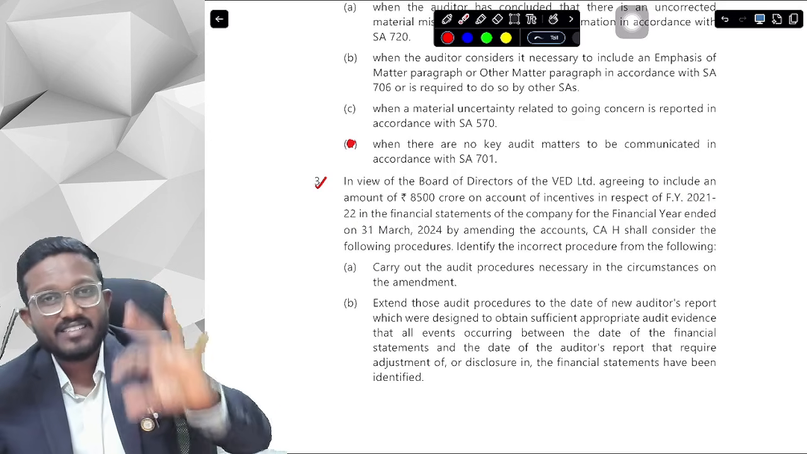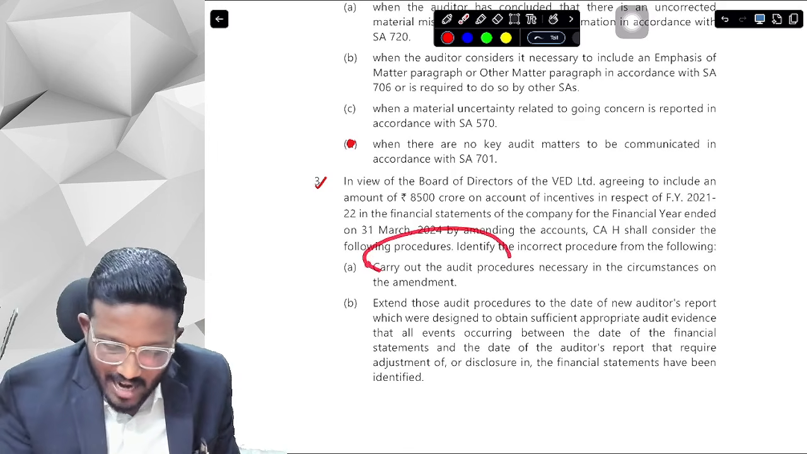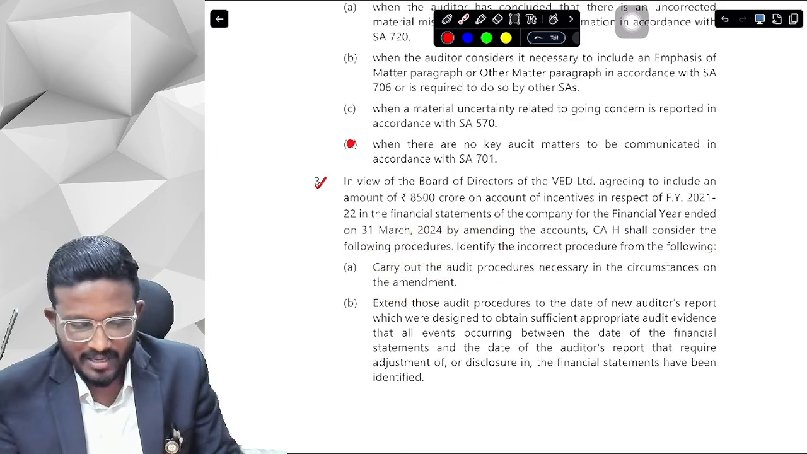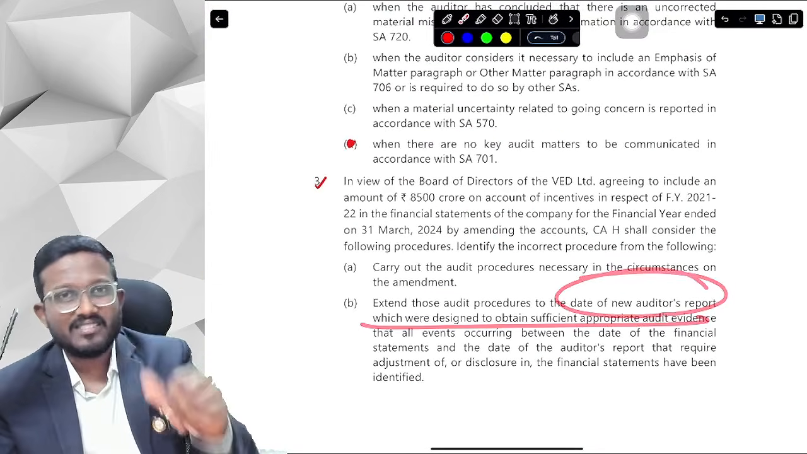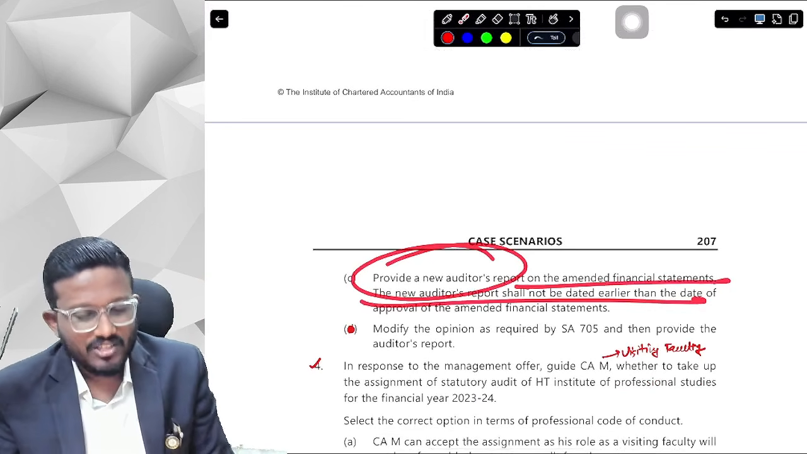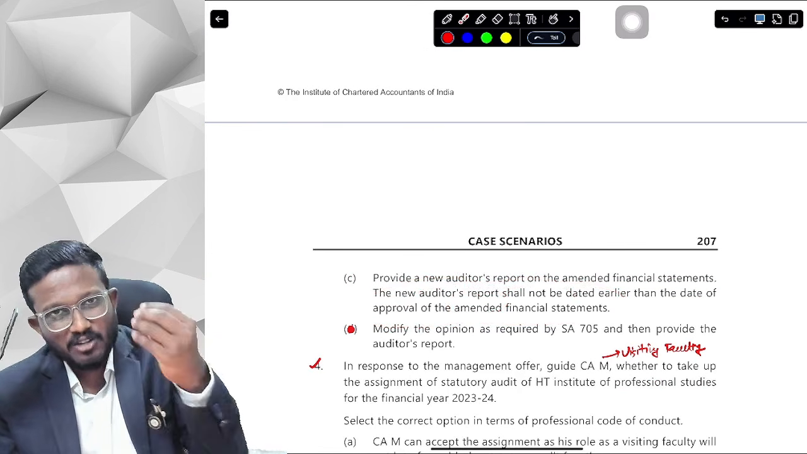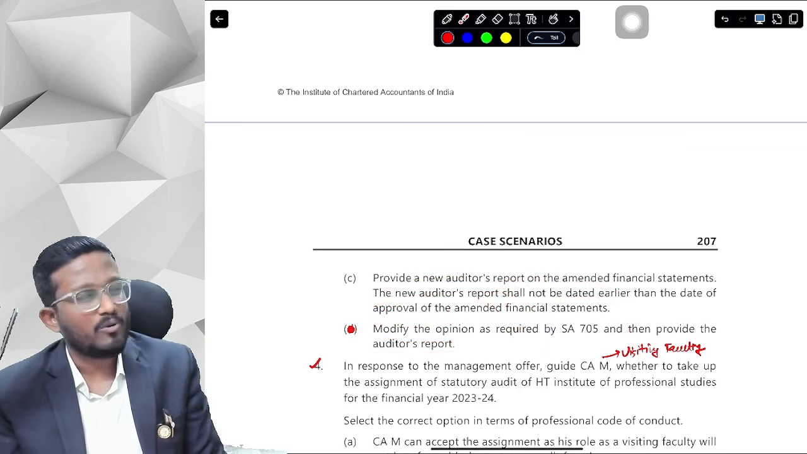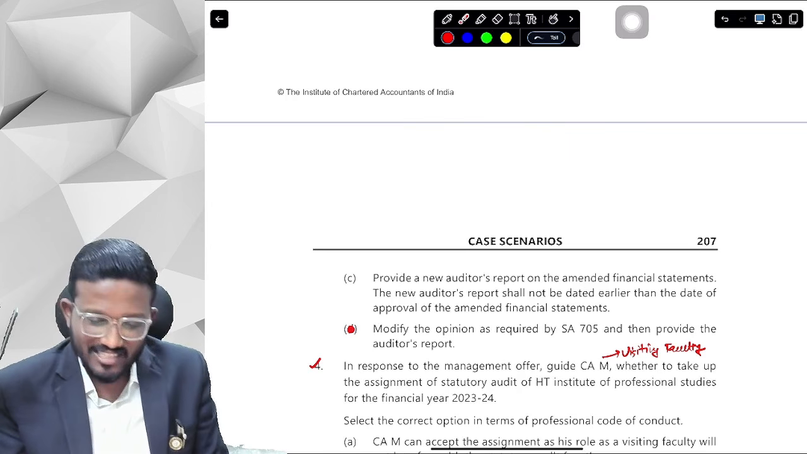Now, as per SA 560, which is the incorrect procedure which I don't have to perform? First of all, carry out the audit procedures necessary in the circumstances of the amendment. Obviously, we will have to carry out the procedures on the amendment. Second, we need to extend the procedures to the new date of the audit report. Yes, we need to extend the procedures as per SA 560. We need to provide a new auditor's report on the amended financial statements. It should not be earlier than the date of approval of the amended financial statements. This is also correct. Lastly, we need to modify the opinion as per SA 705 and provide the auditor's report. No, sir, modification is not mandatory as per SA 560. Okay, yes, sir. So this is wrong.